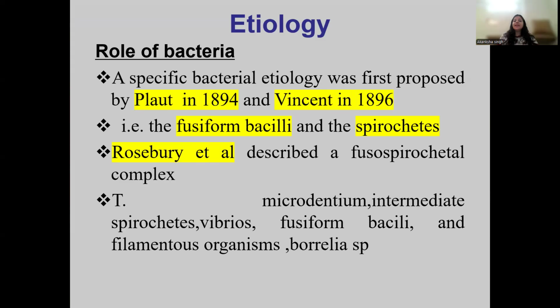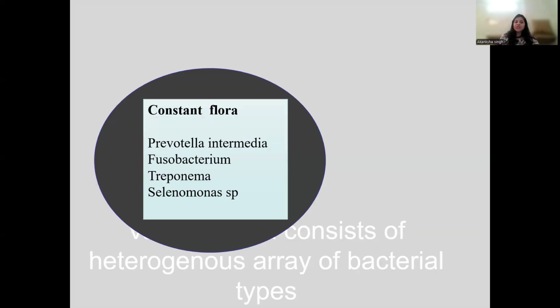There was a scientist named Plaut in 1894 and Vincent in 1896. They were the first who proposed that fusiform bacilli and spirochetes were the main etiological factor for acute necrotizing ulcerative gingivitis. Then Rosebury et al. also confirmed in their study that there might be some other fusospirochetal bacteria involved, such as Treponema microdentium, Treponema intermedium, spirochetes, vibrios, fusiform bacilli, filamentous organisms, Borrelia species, etc. Then, when we talk about the constant flora, when we culture the necrotizing tissue, the constant flora are Prevotella intermedia, Fusobacterium, Selenomonas, and Treponema.